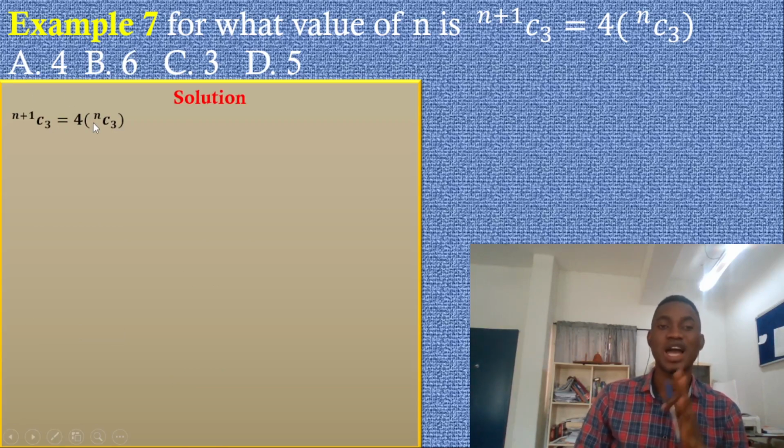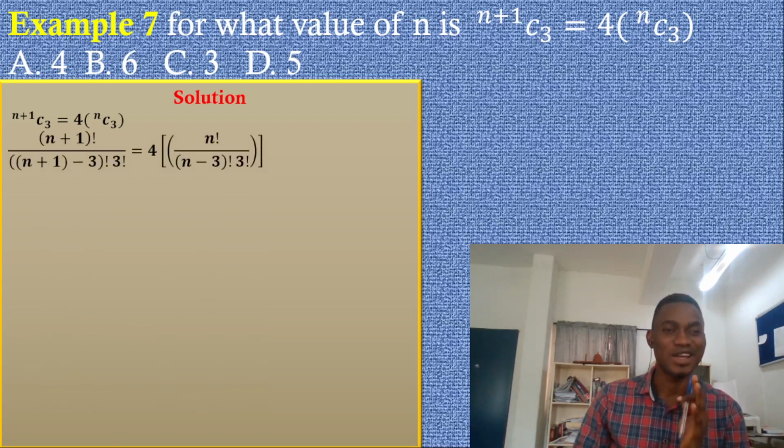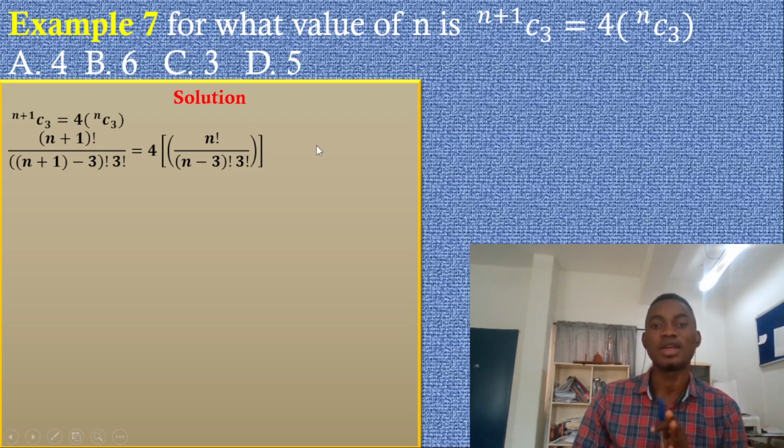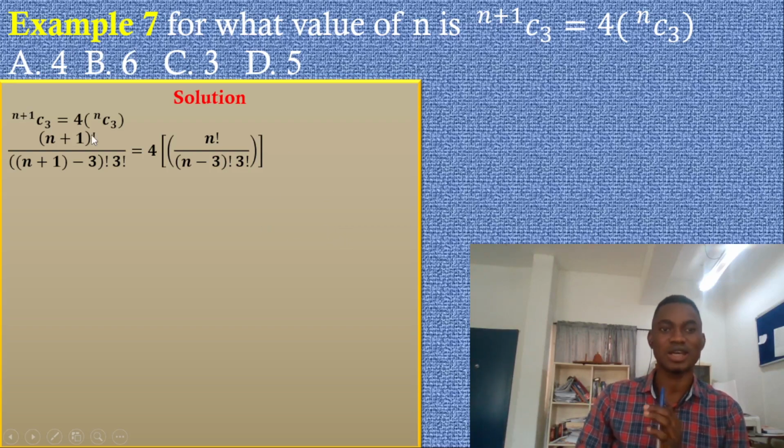We have to apply the formula the normal way we have always applied it. So we have n plus 1 up here, so we have n plus 1 factorial. Don't forget that n combination r is n factorial all over r factorial times (n minus r) factorial. Whatever your n is, add factorial to it. So here we have n plus 1, so we write n plus 1 factorial, then all over this n plus 1 minus 3.